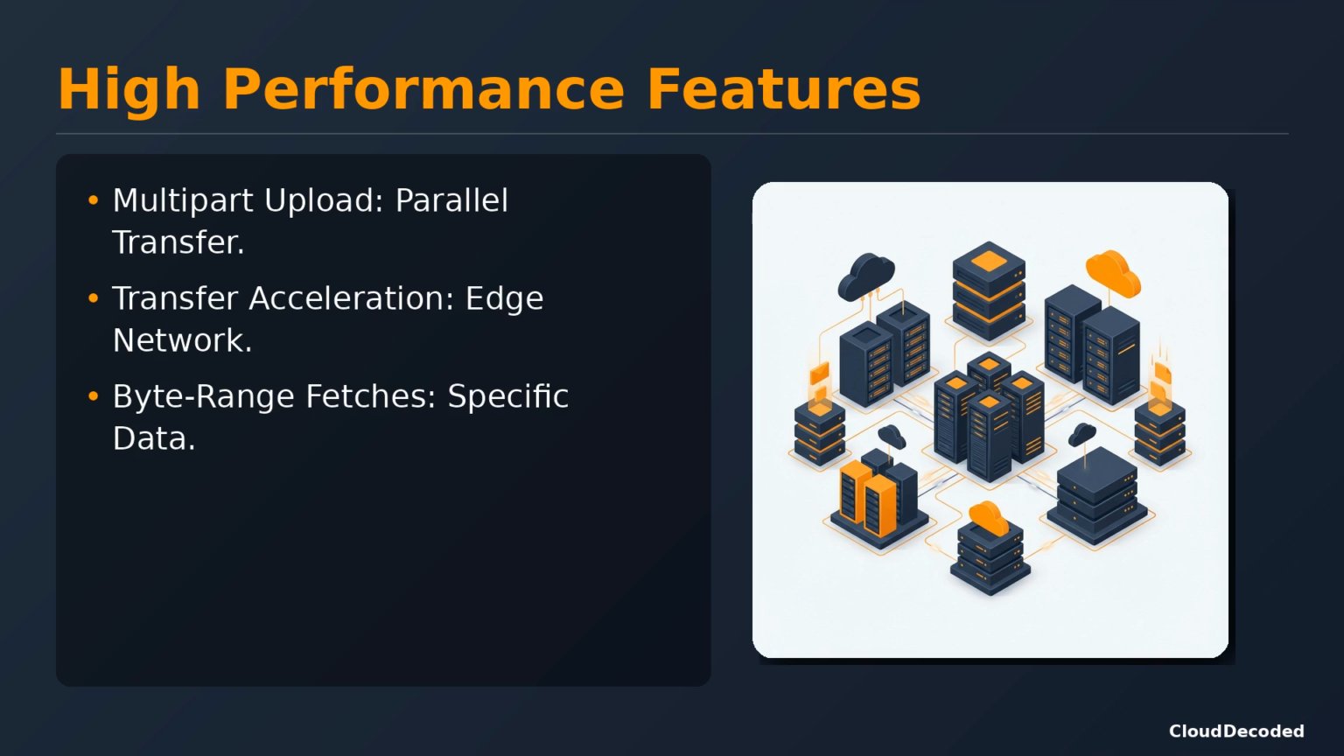For high-performance needs, S3 includes powerful tools. Use Multipart upload to upload large files in parts concurrently, recommended for files over 100 megabytes. S3 transfer acceleration utilizes Amazon CloudFront's globally distributed edge locations to speed up transfers over long distances by routing data through the AWS backbone network. Additionally, byte range fetches allow you to retrieve only specific portions of a file, parallelizing downloads for massive speed improvements.